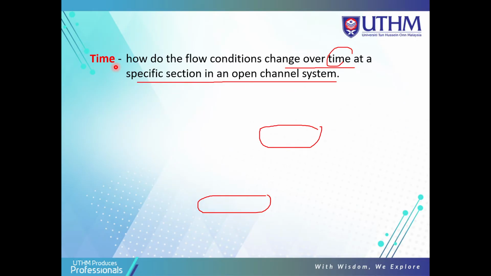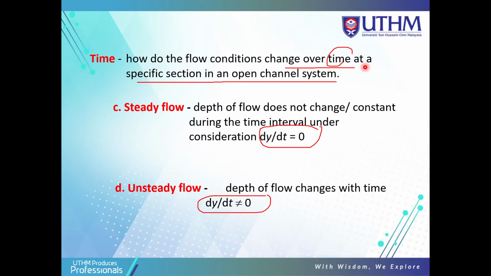Okay, so with respect to time: how does a flow condition change over time at a specific section in an open channel system? This is steady flow and unsteady flow. In steady flow, the depth of flow does not change and is constant during the time interval under consideration, so dy over dt is 0. In unsteady flow, the depth of flow changes with time, so dy over dt is not equal to 0.